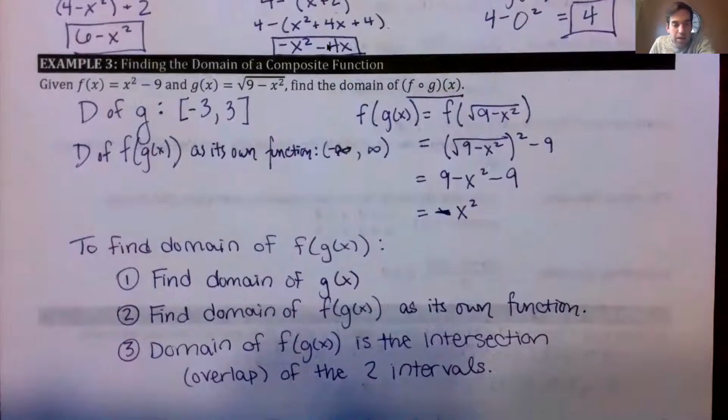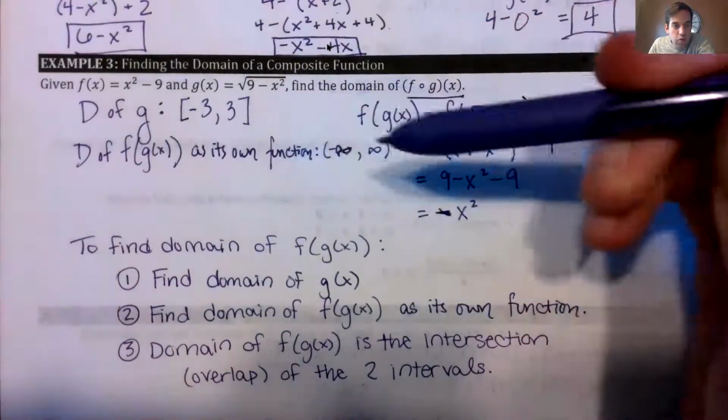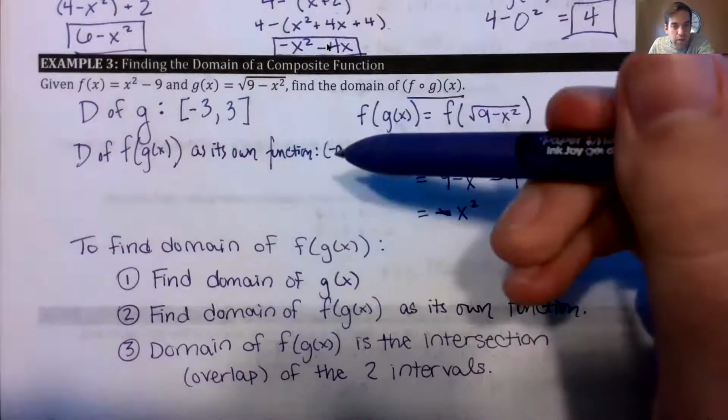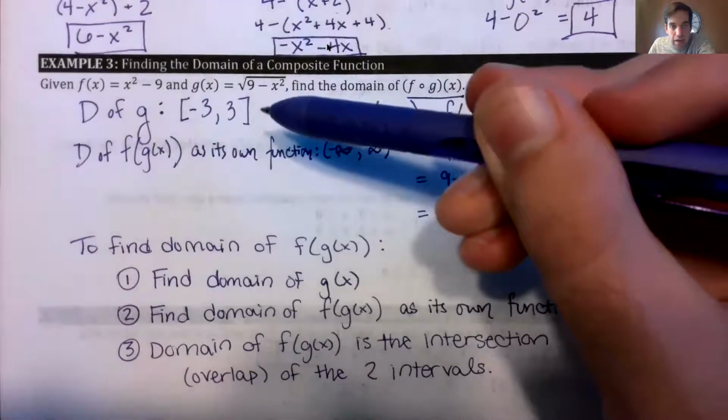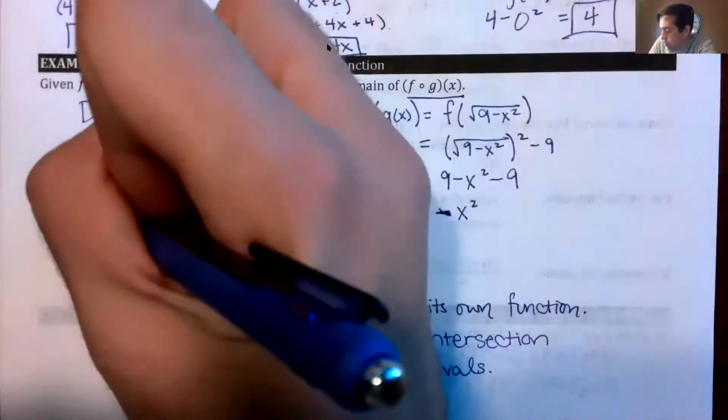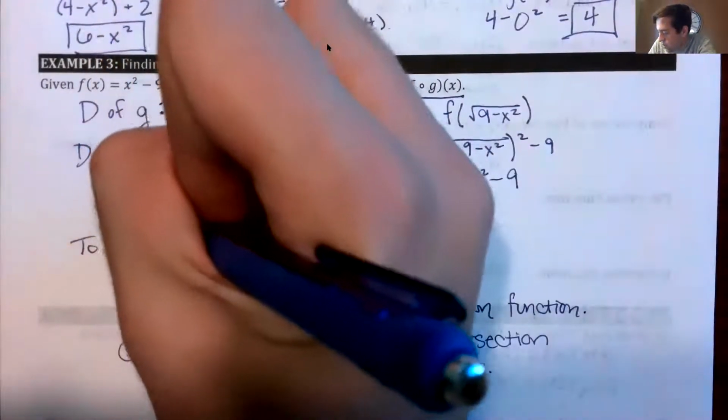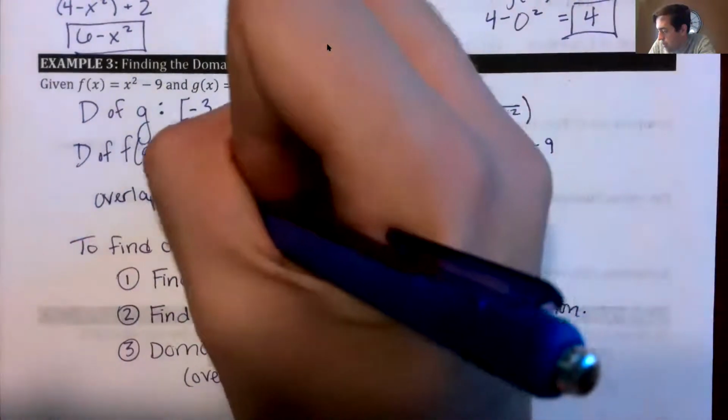So now, step 3, we find the intersection or the overlap of the two intervals. Well, this interval is all real numbers. So this is going to create our bounds. So our overlap is -3 to 3.